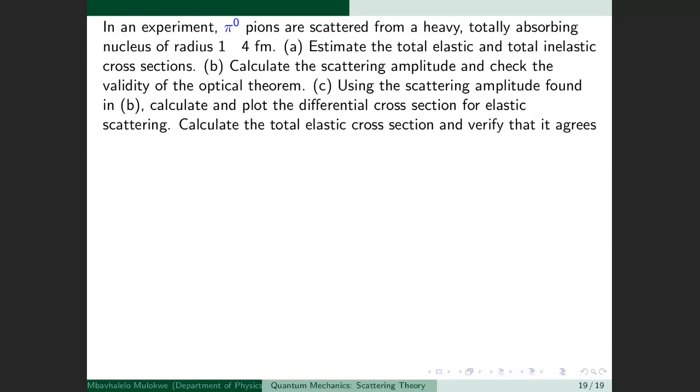Because it's totally absorbing, that means that the fudge factor eta L is 0. So in this case, sigma inelastic will be given by pi over k squared, once you set eta to 0, the equation simplifies into L equals 0 to infinity, but I'm not going to sum all of them. There might be a cutoff which I will call L max, which I still have to try to determine.